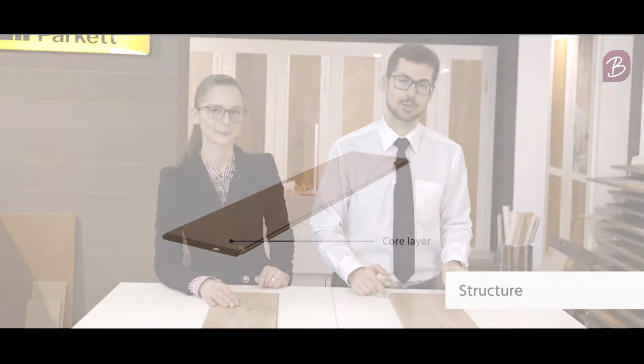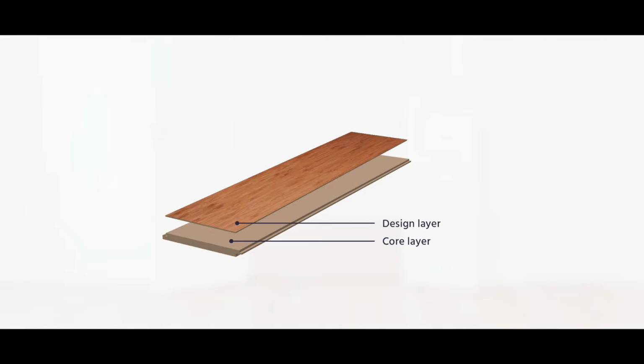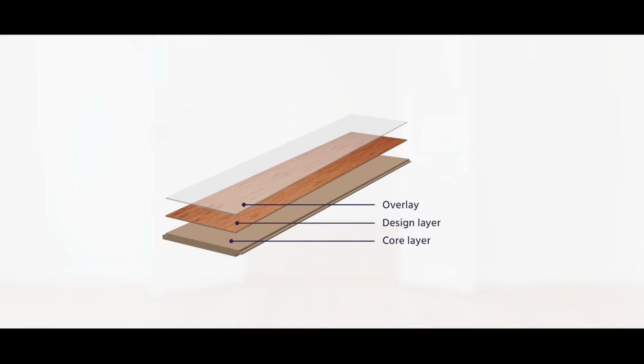Here we have a laminate plank, and the first giveaway is in the structure. Laminate flooring has a total thickness of at least 7 millimeters and can go up to 15 millimeters. It's composed of 3 layers. The core layer, which is composed of high-density wood fibers, the design layer, which imitates wood, concrete, cement, or any other type of visual, and an overlay, a scratch-resistant top layer with a transparent UV protection layer.